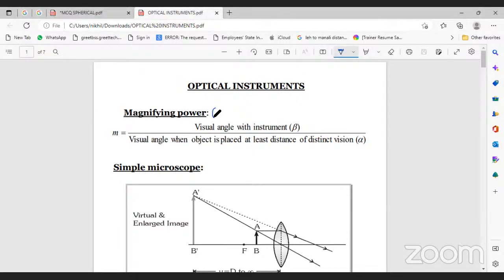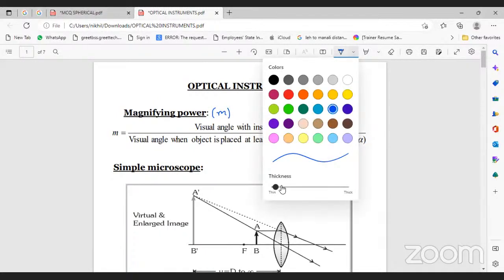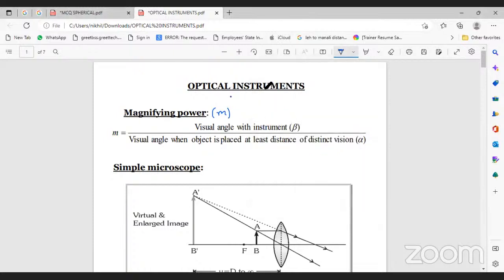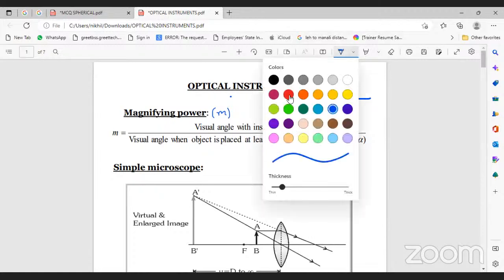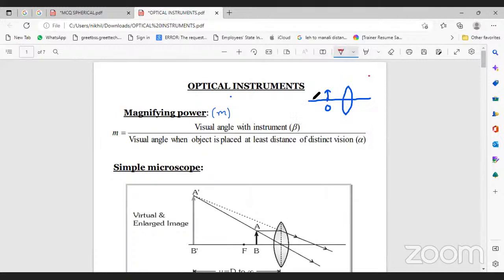Before defining the concepts of simple microscope and telescopes, let me explain what is the meaning of the magnifying power M. Let us say there is a convex lens here. Now I place the object somewhere here. For this object, there will be an image, right? Let us say the image is formed here.